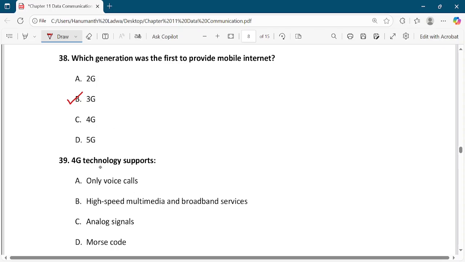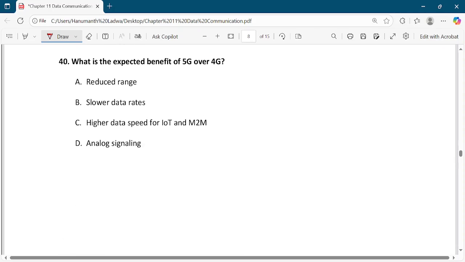Question number 39. 4G technology supports option A only voice calls, B high speed multimedia and broadband services, C analog signals, D Morse code. Here option B high speed multimedia and broadband services is the right answer. Question number 40. What is the expected benefit of 5G over 4G? Option A reduced range, B slower data rates, C higher data speed for IoT and M2M, D analog signals. Here option C higher data speed for IoT and M2M is the right answer.